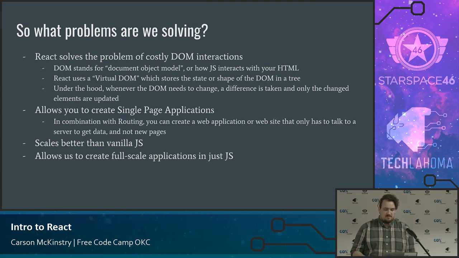The way that they solve this is using what's known as a virtual DOM, which stores the state, or the shape, of the DOM as a tree inside of your JavaScript. Under the hood, whenever that DOM needs to change, or you've told React, hey, I want you to change, the difference is taken, and only the pieces that need to update will update. This is going to sound, again, a little like a foreign language until we get to some of the more vocabulary, but bear with me.